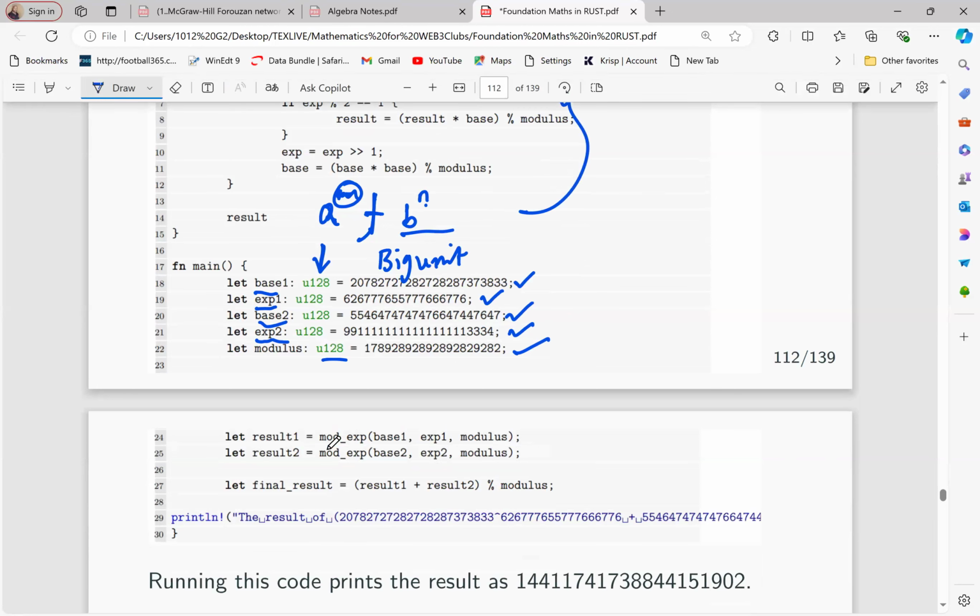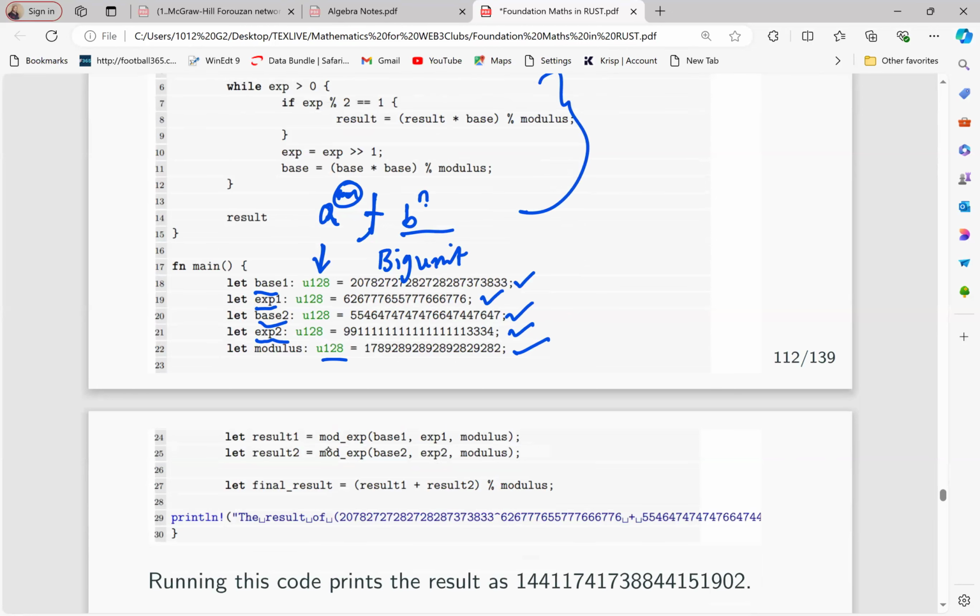And then after that, the part of base 1 and exponent 1, mod m, is supposed to give us the first result. So we say let result 1 be the one that comprises base 1, exponent 1, and the modulus. Let result 2 be the one that comprises base 2, exponent 2, and the mod.